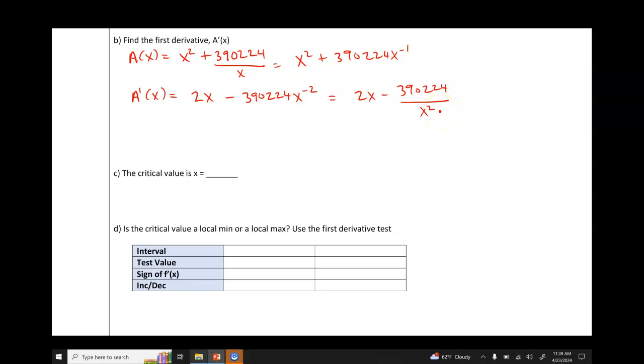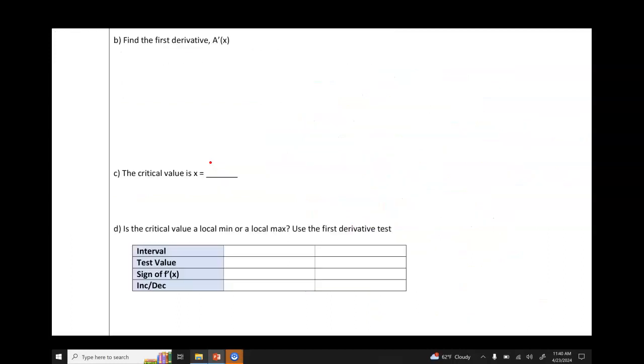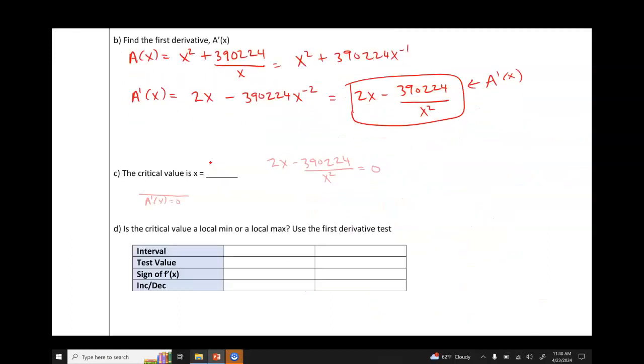The critical value is, well, there's 2 ways to get a critical value. One, by setting this equal to 0. The other, setting this undefined. Now, undefined is going to be where x is 0, and we can't build this box if x has a length of 0, right? So for our critical value, we're not going to worry about when this is undefined, but we're going to worry about when this is equal to 0. So we found the first derivative, and to find the critical value, we set the first derivative equal to 0.